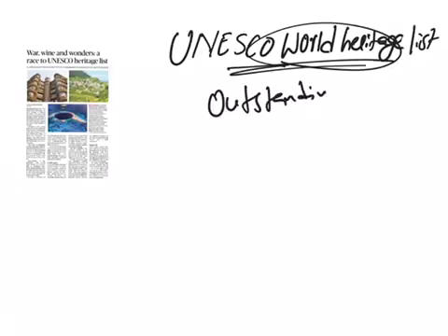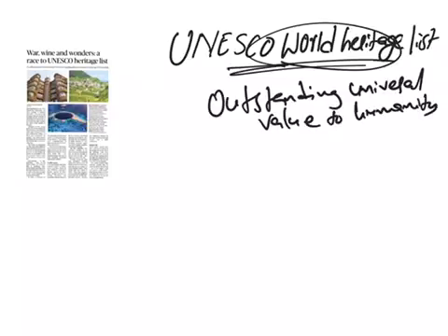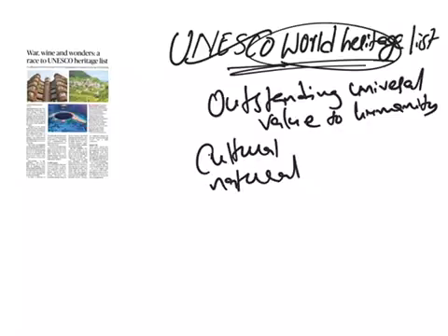outstanding universal value to humanity. And those sites which are of such value will be identified and added to the World Heritage List by UNESCO in order to protect and preserve the cultural and natural heritage. For doing so, UNESCO adopted an international treaty called the Convention Concerning the Protection of the World Cultural and Natural Heritage in 1972.